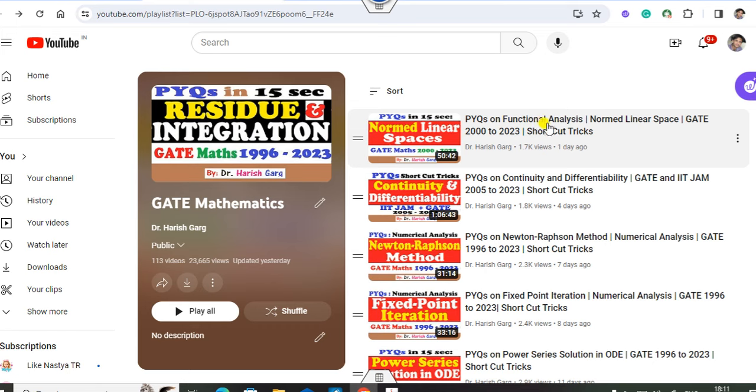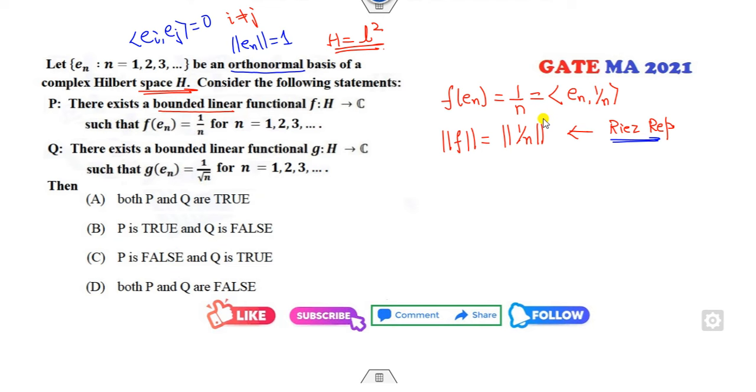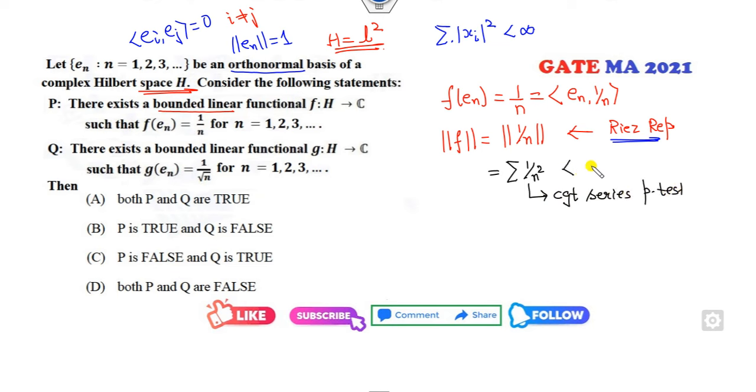You can watch this lecture, you will learn this concept. Then, if I write this quantity, what is the L2 norm? The sum of Xi square should be finite. So if I use it here, it will be 1 over n square, and you can see this is a convergent series by the p-test. So if it is convergent, the sum will be finite.